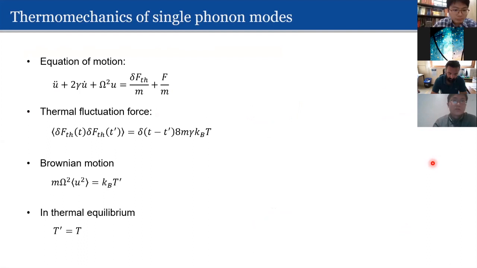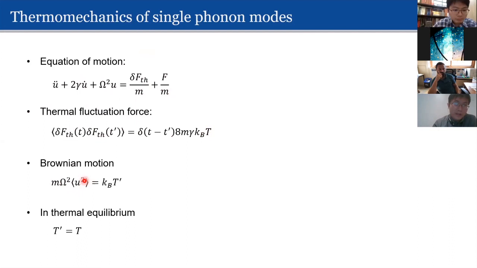For a single phonon mode, it is very easy to describe the dynamics. Basically, everyone learned about it in Mechanics 101: just a harmonic oscillator, some damping term, a resonant frequency. There is also a thermal fluctuation force term, and the thermal fluctuation force has a correlation function that depends on temperature. So higher temperature will have a stronger force, so that it drives your resonator into larger Brownian motion.